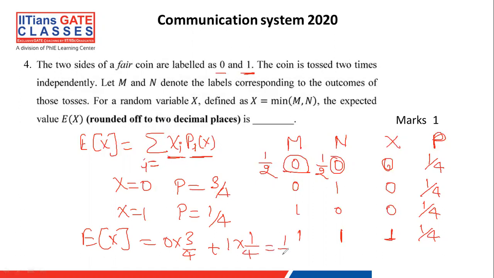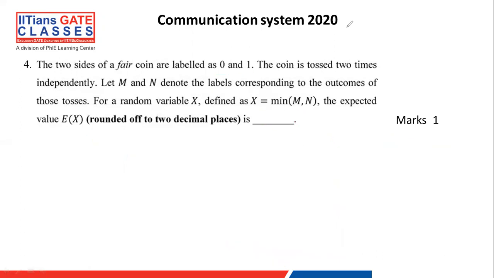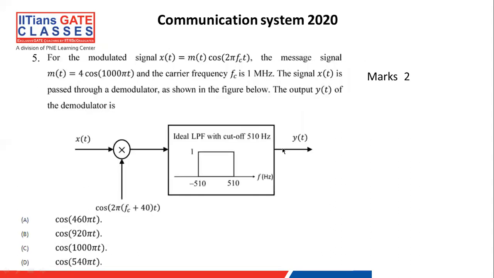So the answer will be 1 by 4 or 0.25. So here the answer will be 0.25. Okay. Now from here on it's 2 marks questions. Now this question is very easy, so for 2 marks. Okay, so let's solve this.